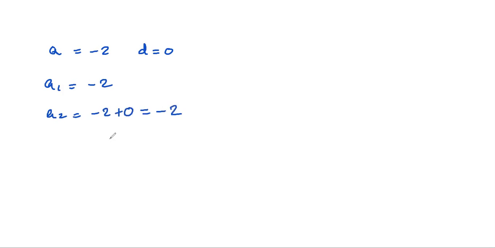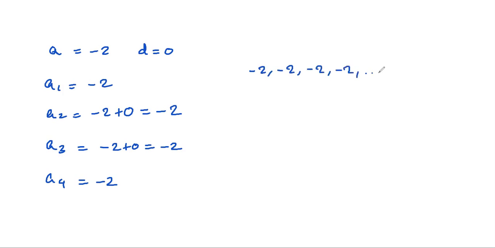It is given that A is equal to minus 2 and D is equal to 0. That is, the first term is minus 2 and the common difference is 0. You need to write 4 terms of the AP. So A1 is itself A, that is minus 2. And to get A2, you need to add 0 to the first term and it will be minus 2 again. And A3 is again minus 2 plus 0, minus 2. And A4 is again minus 2. So you can write the 4 terms as minus 2, minus 2, minus 2, minus 2. Because the common difference here is 0.